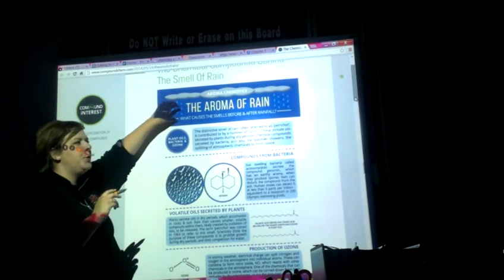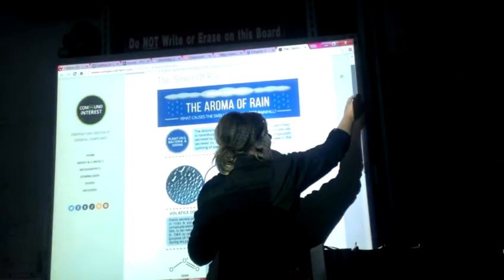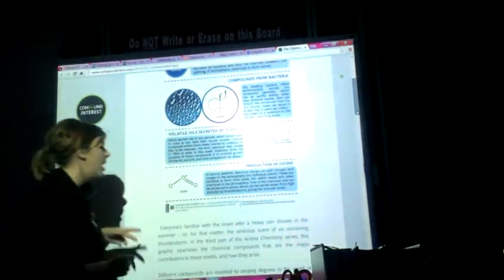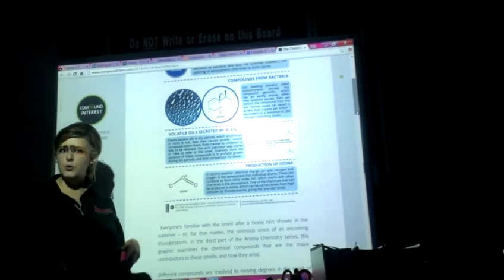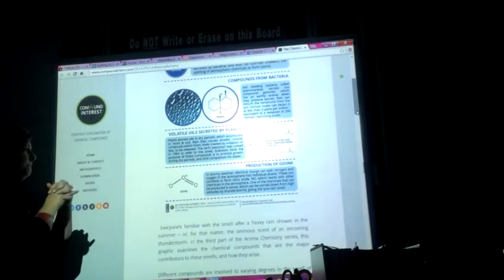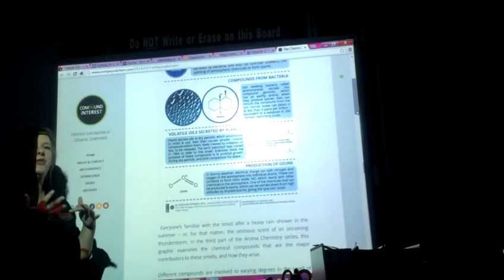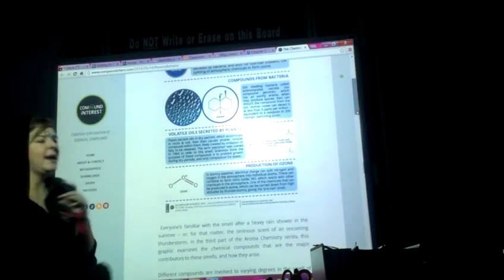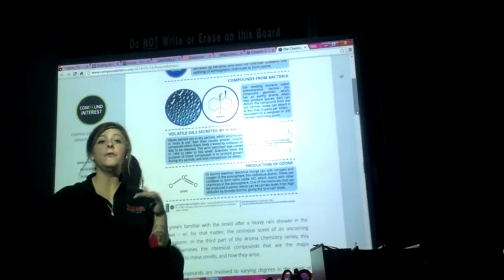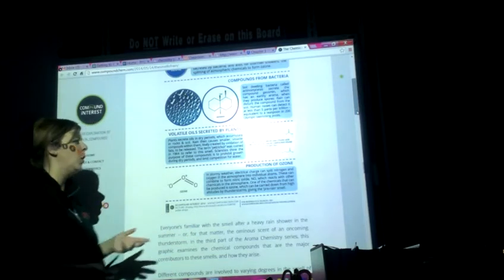Specifically, I just pulled this one up about the aroma of rain because it's a really good question. One of the facts they talk about for the aroma of rain is the production of ozone. Ozone is just O3. We don't think of ozone as having anything to do with thunderstorms, but it has that pre-rain smell that we get before a thunderstorm happens. You're actually smelling ozone, which is really cool.